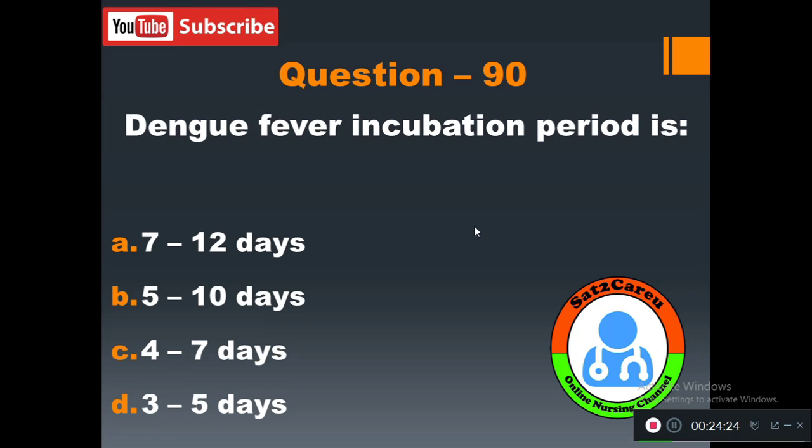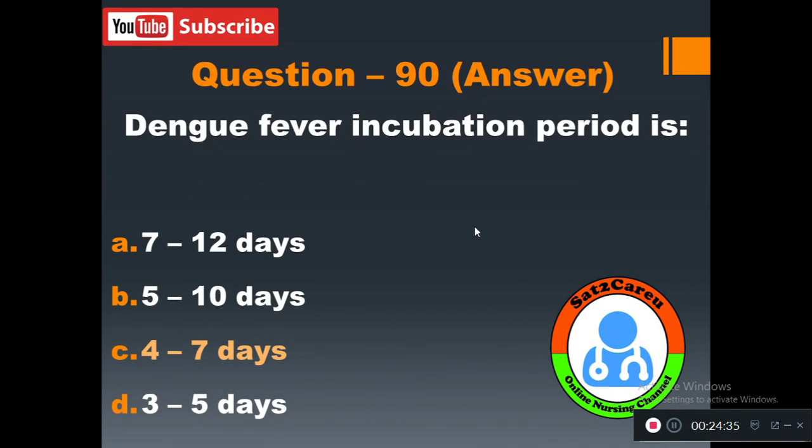Dengue fever incubation period is: option A, 7 to 12 days; B, 5 to 10 days; C, 4 to 7 days; and D, 3 to 5 days. The incubation period of dengue fever is 4 to 7 days.